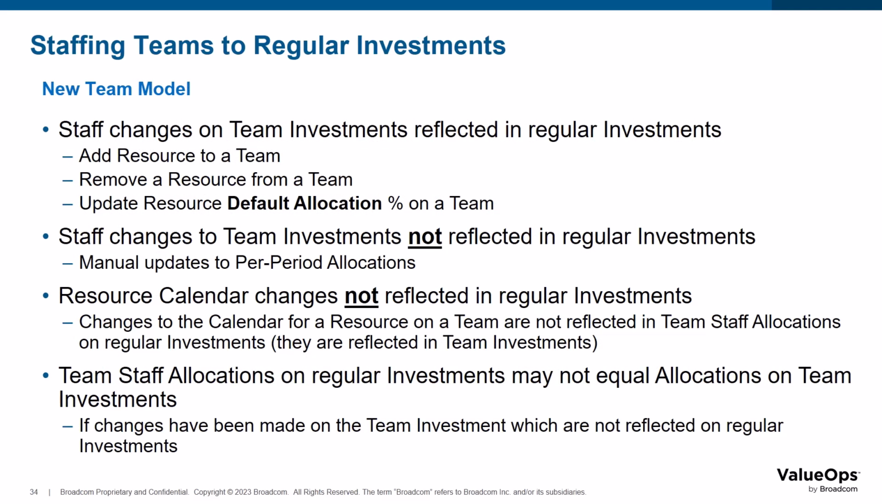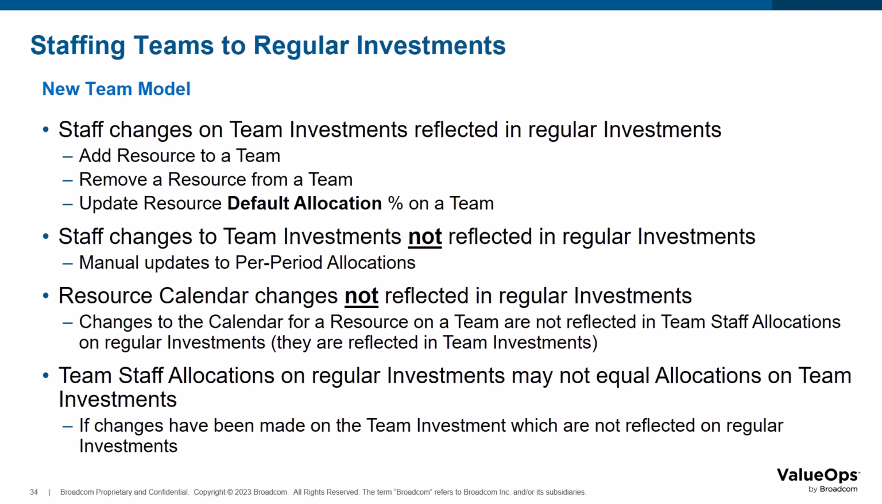In the new team model, we'll take a look at how changes to staffing on team investments are reflected in regular investments. If you add a resource to a team, remove them from a team, or update their default allocation percent on the team, any of those changes that you make in staffing for the team investments will be reflected in regular investments. Of course, those regular investments where you staff the team resource. But on the team investment, if you make any manual changes to per period allocations, they're not going to be reflected on any regular investments where the team resource is staffed.